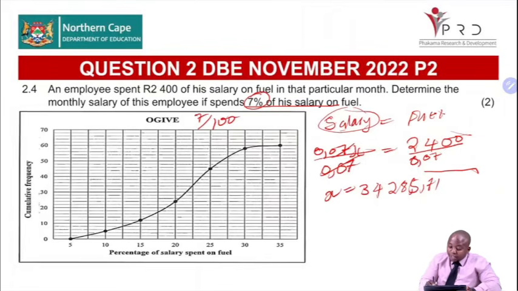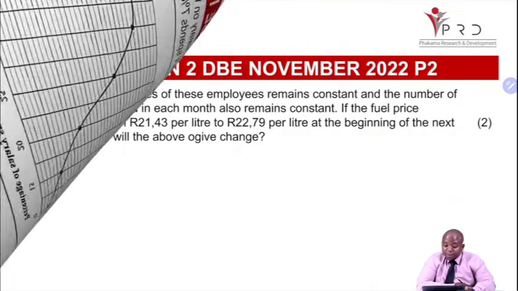So that is the value we get. We are going to say salary is equal to fuel. My salary is x, but I know I spent 7% of this x, so it's 0.07x, which equals 2,400, the price of the fuel. Then to find x, we divide by 0.07 on both sides. Our x is going to be 34,285.71 for that answer. Right, let's move on.